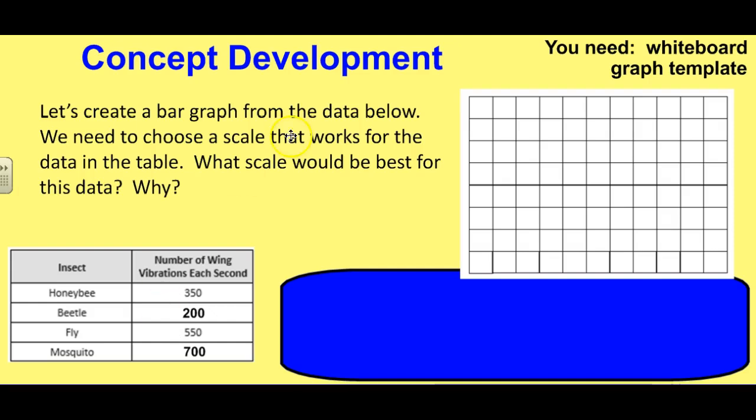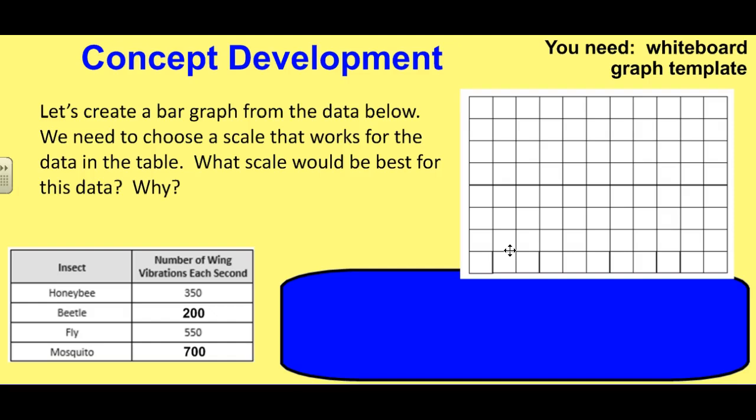And I'm just going to do it with you, and we're going to put our scale on this left-hand side of the paper, so that means that our bars are going to be going up and down, so this is going to be a vertical bar graph. But when we look at the table, we know that we've got different insects, and we've got the number of wing vibrations each second. So we've got a honeybee, a beetle, a fly, a mosquito, and we're looking at their wing vibrations each second. So for the honeybee, it has 350 wing vibrations each second. The beetle has 200, the fly has 550, and the mosquito has 700.